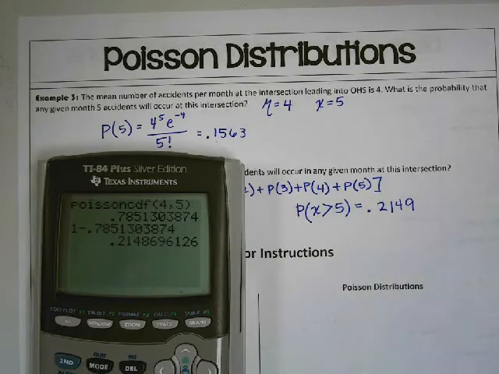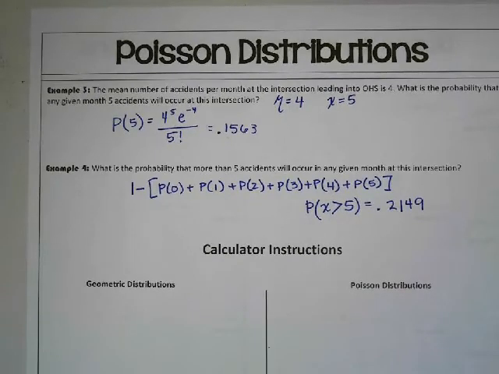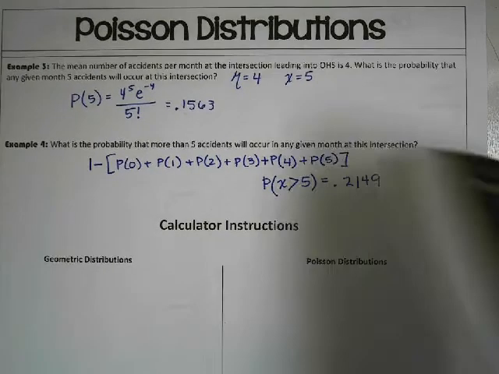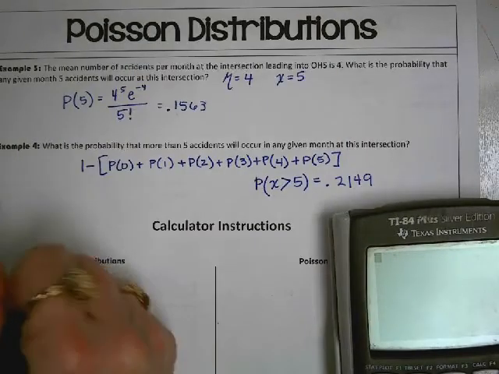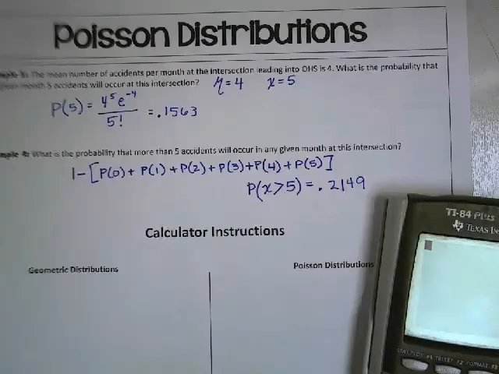Everybody okay? I just showed you how to do it on the calculator. Should we write stuff down? We probably should, shouldn't we? Okay, for geometric, let me see if I say, give an intercept.